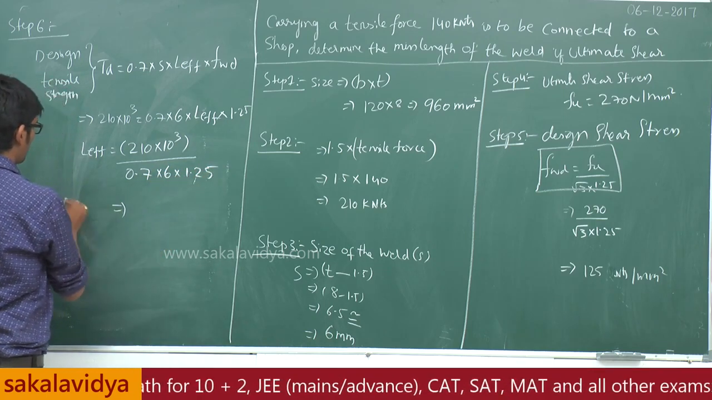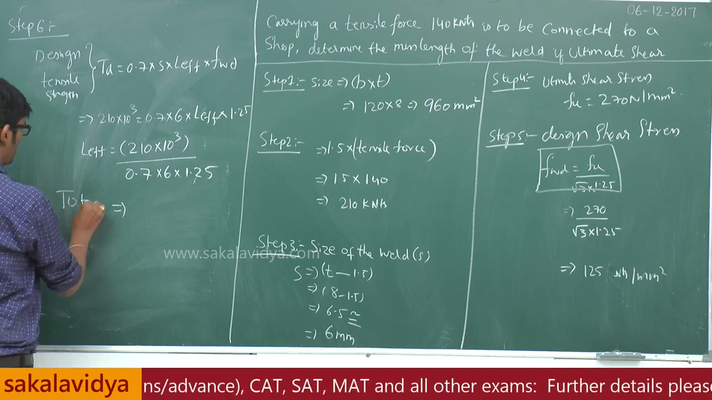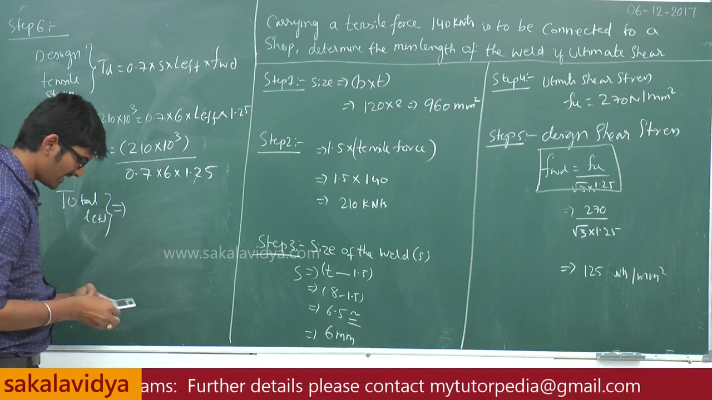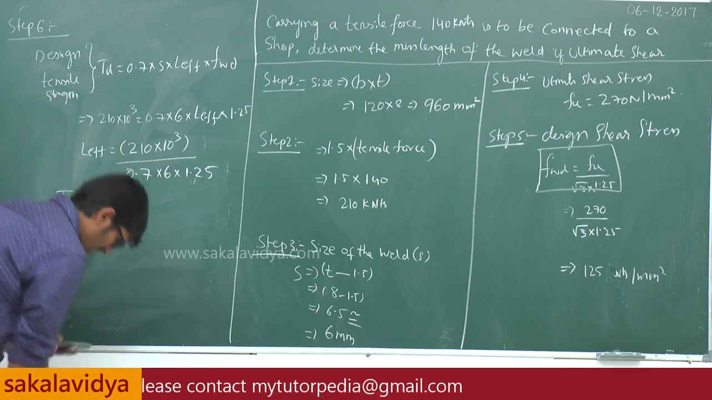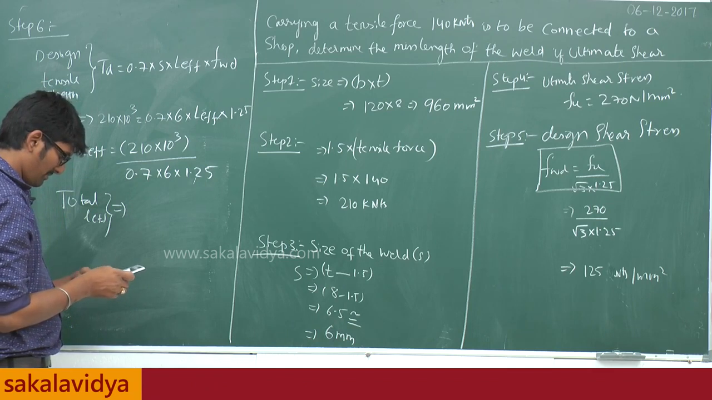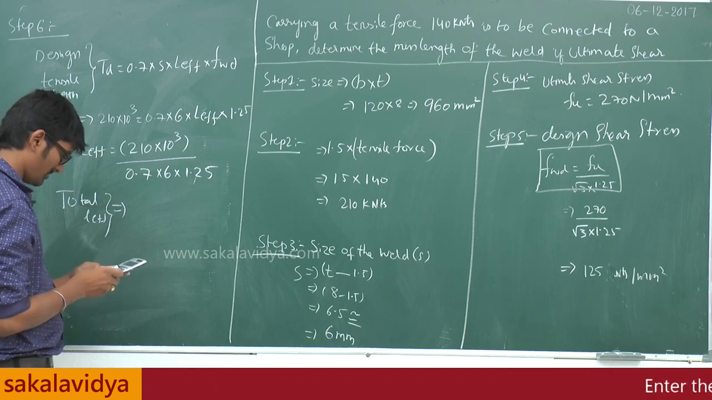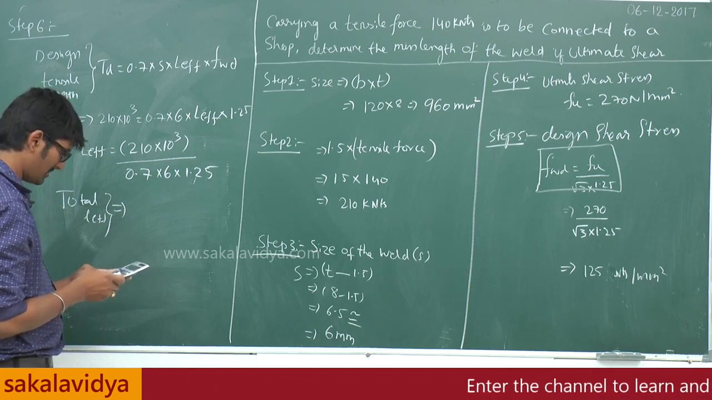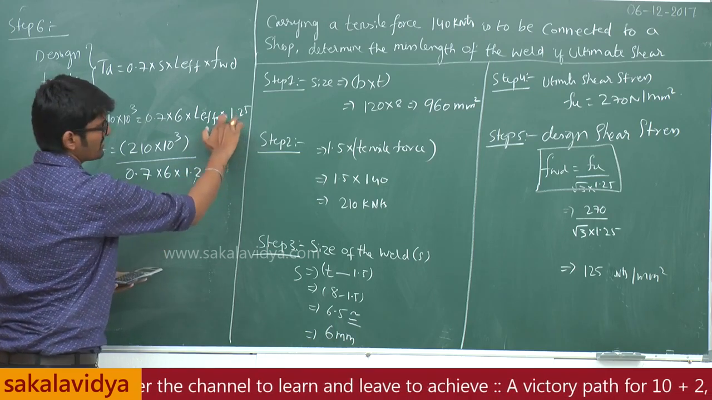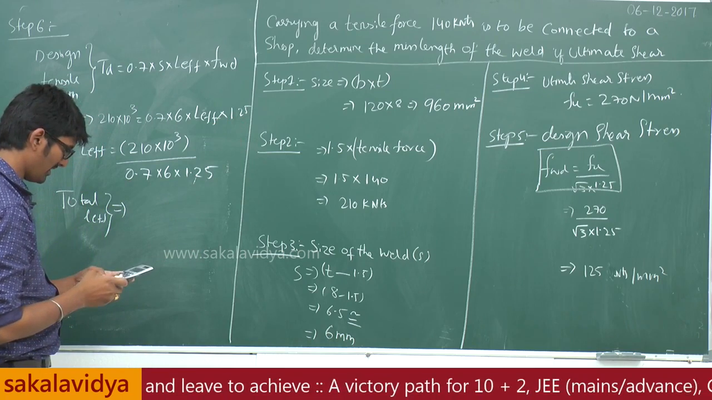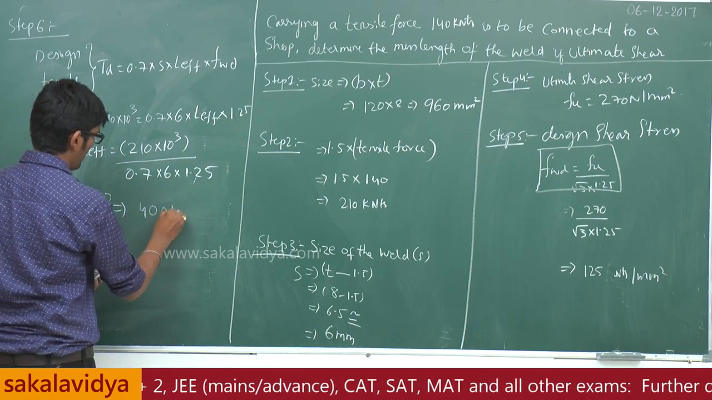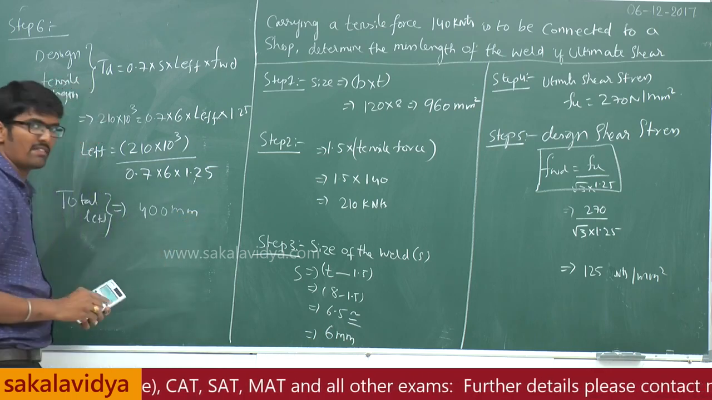Let us check the total L effective length. 210 into 10 power 3 divided by 0.7 into 6 into, it is not 1.25, it is 125. Sorry, 125. We are getting 400 mm, which is the total effective length.